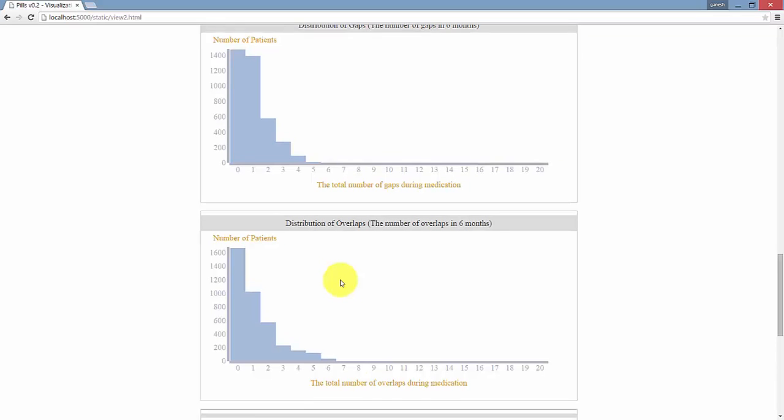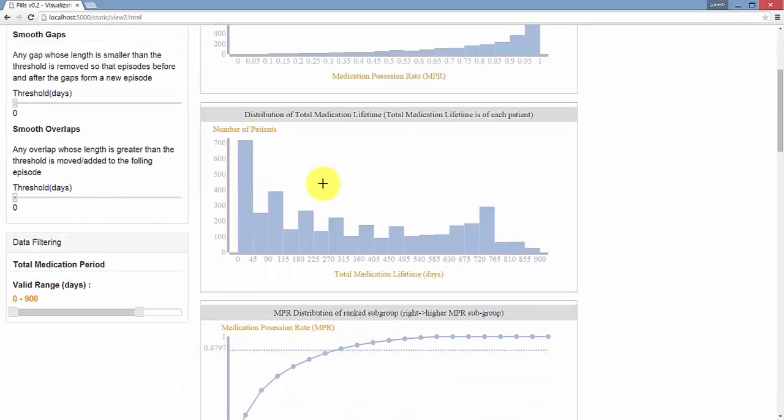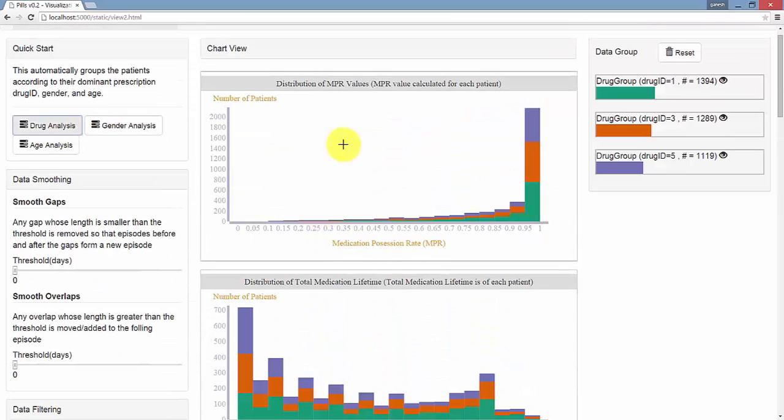Okay, so now using this tool, we can analyze different drugs based on their gender, based on age, or you can compare and contrast a low MPR versus high MPR, or how adherence changes based on the number of days they are under medication, etc. When I click on drug analysis, it shows the distribution of drug and the adherence data, and also shows the strength of each drug. If I want to analyze only two drugs, I can just toggle between drugs.